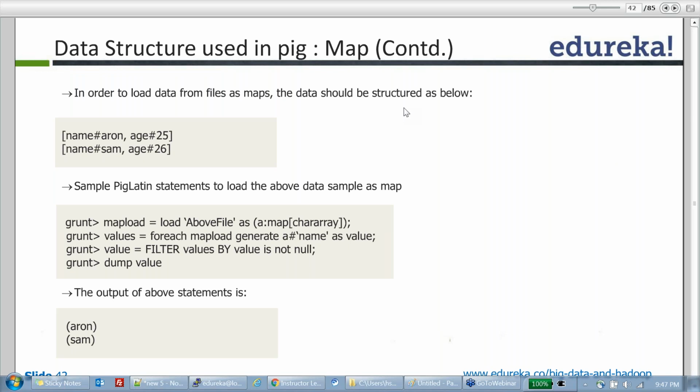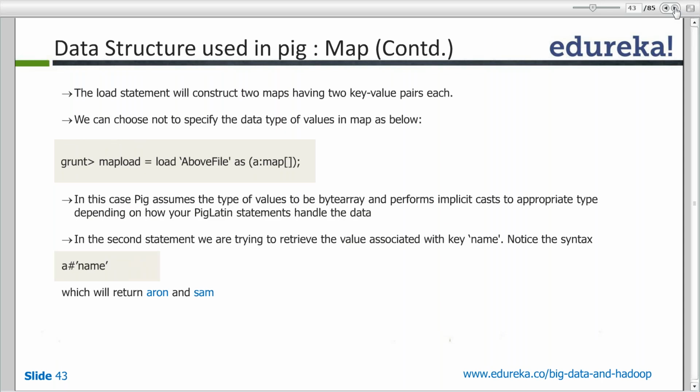Rahul says, I thought it's good to read a JSON array, but now we can't. Yeah, with maps we cannot. So this is how a map is loaded: load a file with the data type as map. For each map, generate these keys and values. You can filter, you can do anything, and dump. Again, rarely it would be used. The load statement will construct two maps. This we can skip.